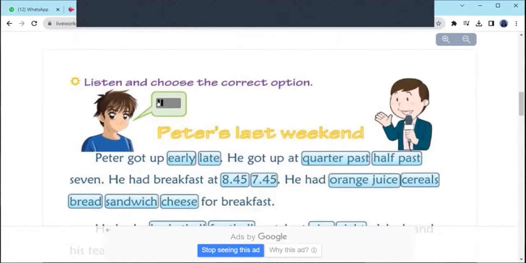This juice. And bread and cheese. Not cereal. I don't like cereal.